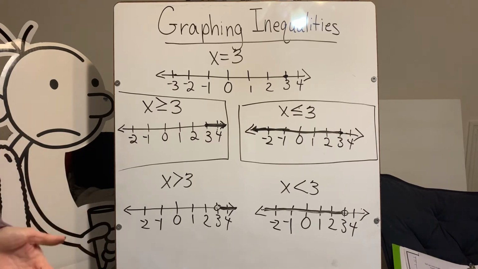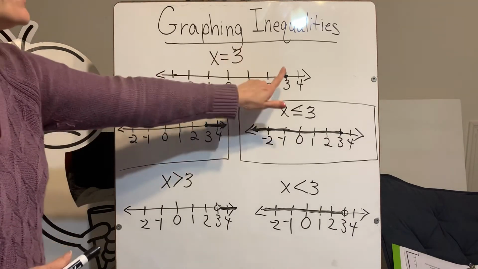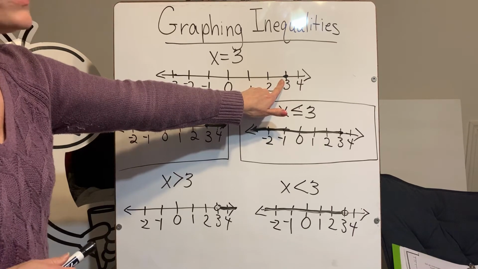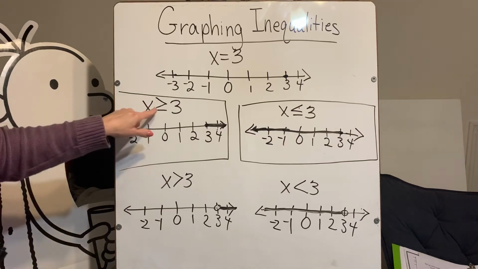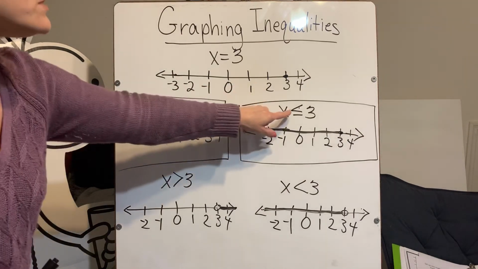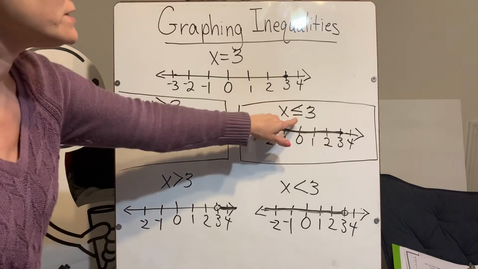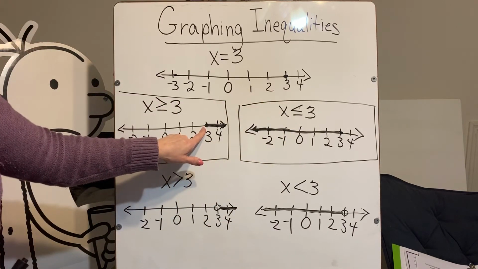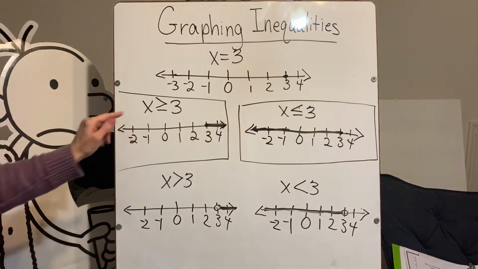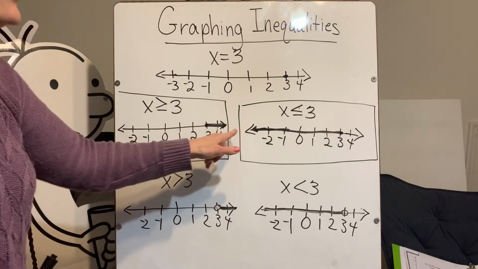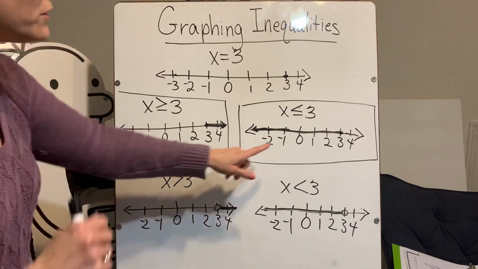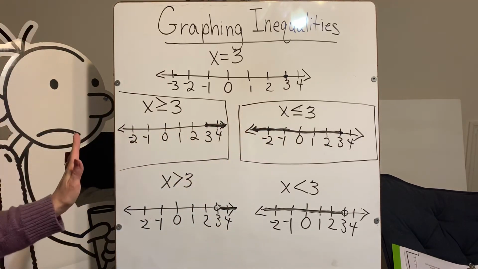This was just our introduction to graphing inequalities. We'll be going over this again tomorrow. So remember, if it's equal to, it goes directly on that number and it is a closed circle or a filled in circle. If it's greater than or equal to, or less than or equal to, it's going to be a filled in circle and then it's going to go whichever direction it tells you to. So if it tells you it's going to go bigger, then the dark line is going to go to the right. If it says smaller, then the dark line is going to go to the left.